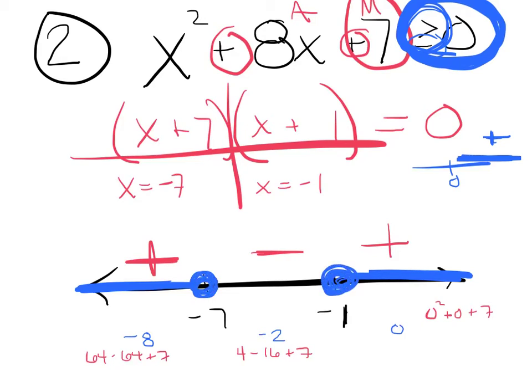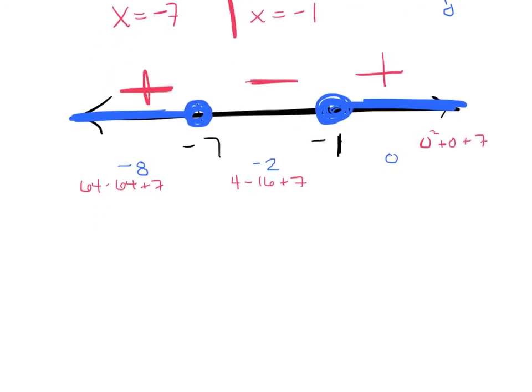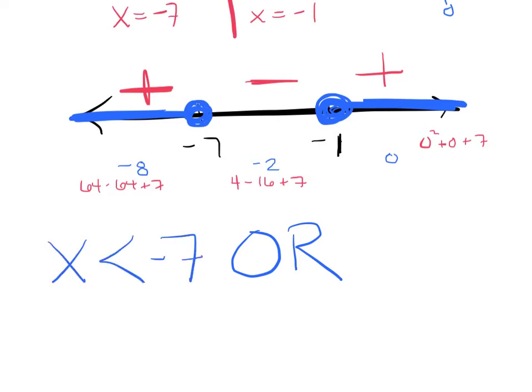Alright, now I just have to write my answer down. Again, I'm going in two directions, so I'm going to use the word "or." I can say my x values are less than -7, or my x values are greater than -1. Again, just picture where you can walk. If you were walking on this number line, you could walk this way, anywhere less than -7, or you could walk any way greater than -1.